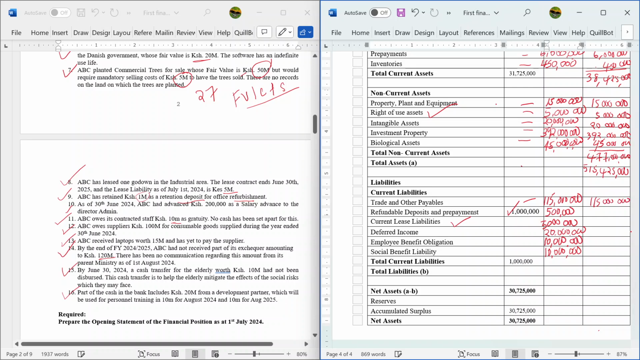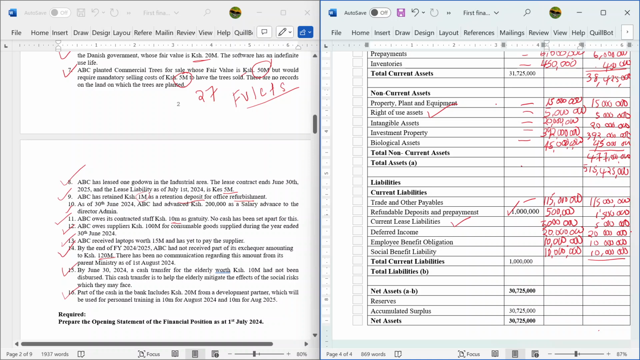So it is 115 million. Refundable deposit is 1,500,000. Our current lease liability is 5 million. Our deferred income is 20 million. Our employees benefit is 10 million. Our social benefit is 10 million. So how much is our total liability?